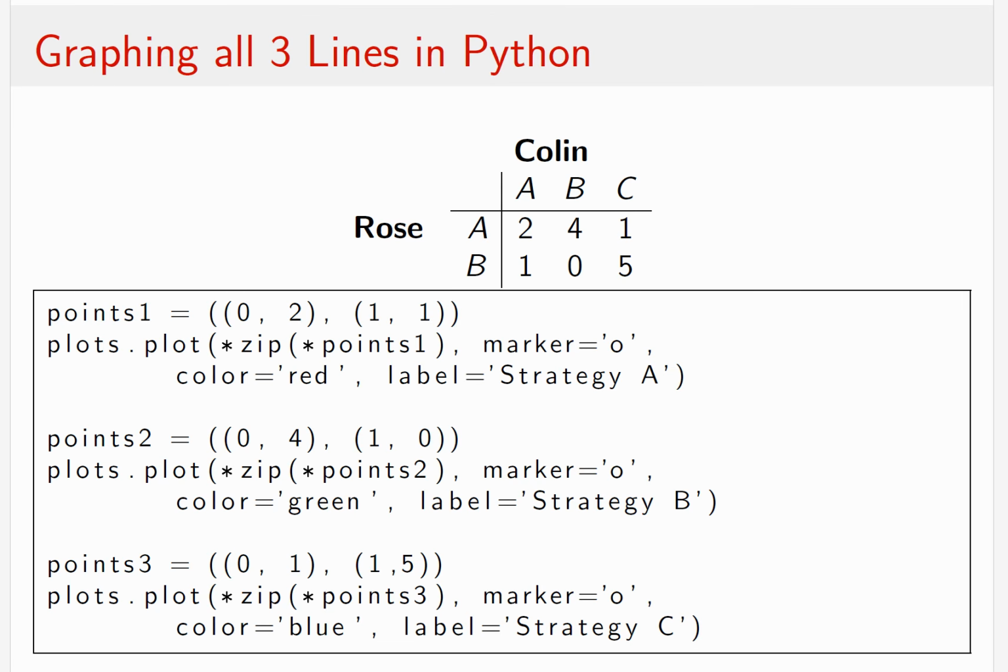And like I said, the values 2, 4, and 1 are going in the ordered pairs with the x coordinate of 0, right? They're going to be the y-intercepts. And then the 1, 0, and 5 from row B are going in the ordered pair where the x value is 1. They're going to be the value of that line where we cross the vertical line x equals 1. Notice that we're zipping them correctly and putting them where we need them to go, so that they'll work with the function we created when we need to find the intersection.